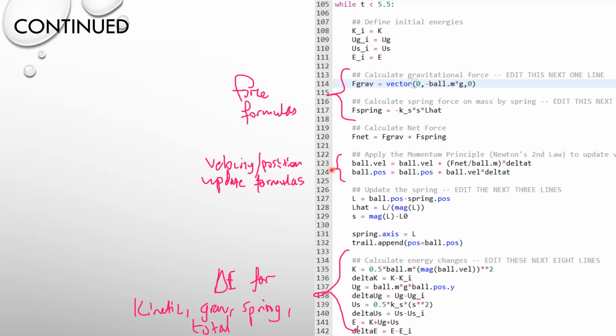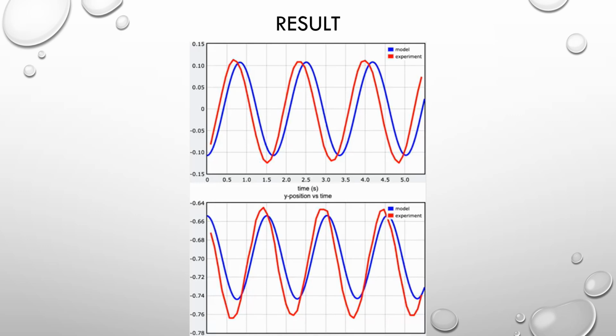Then here we have the velocity and position update formulas, which we derived before using Newton's second law, as stated. And here are the changes in energy: kinetic, followed by gravitational, followed by spring. Of course, the change in total energy is going to be the change of all three of those added together. So here's our result.